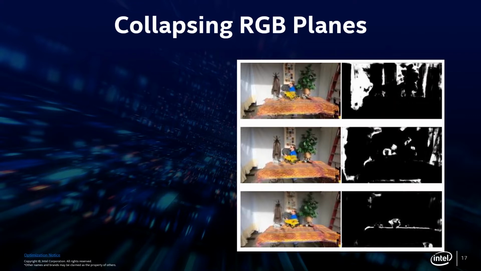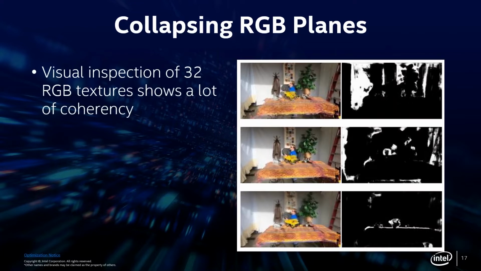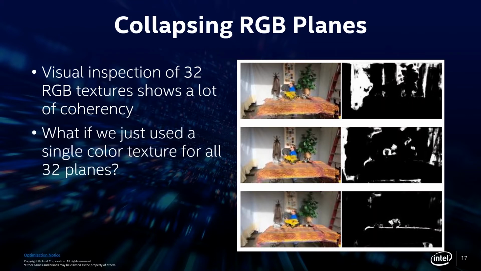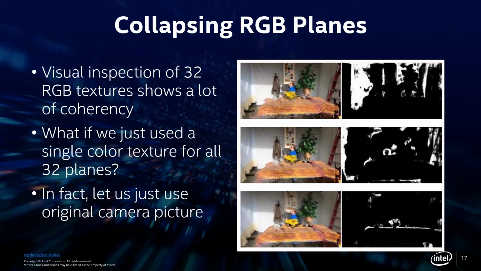And the LLFF framework generates a unique RGB texture for every level of the 32 planes. And as we stare at these, and it's a little blurry in this version, but you can see that there's a lot of coherency here. And so we eventually got to a point where we said, what if we just use a single color texture for all 32 planes? We experimented with some different techniques, and we found what worked really well was basically just use the original camera picture as the color texture for all 32 planes.